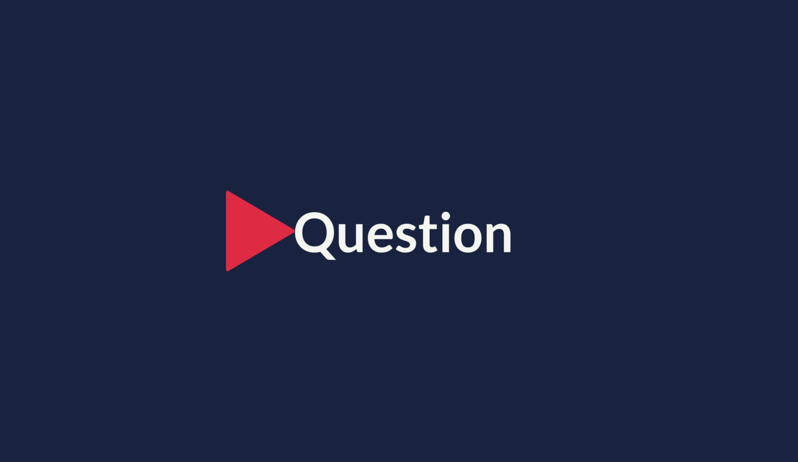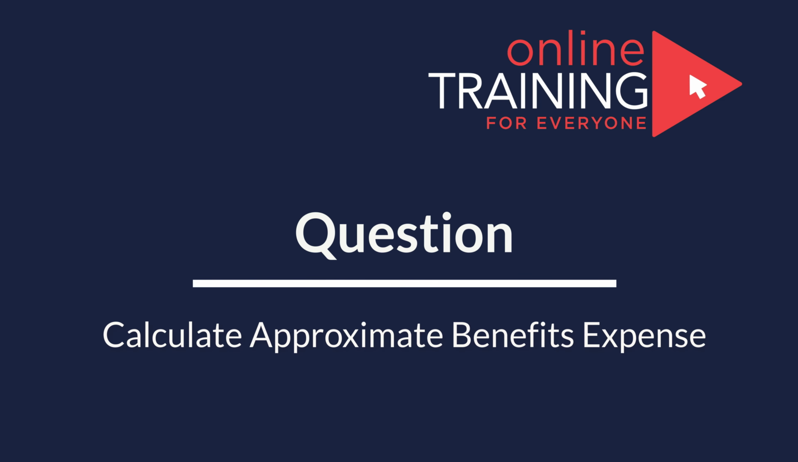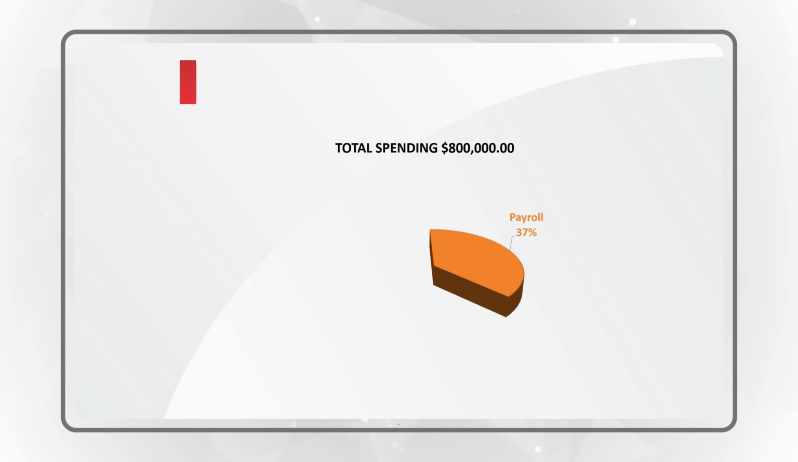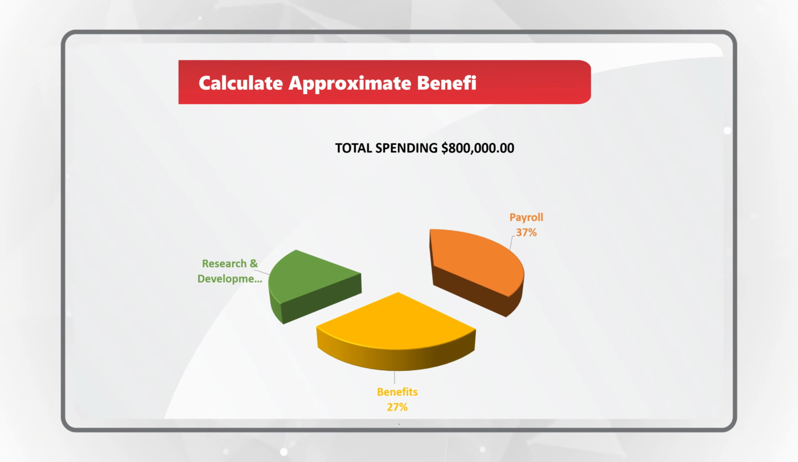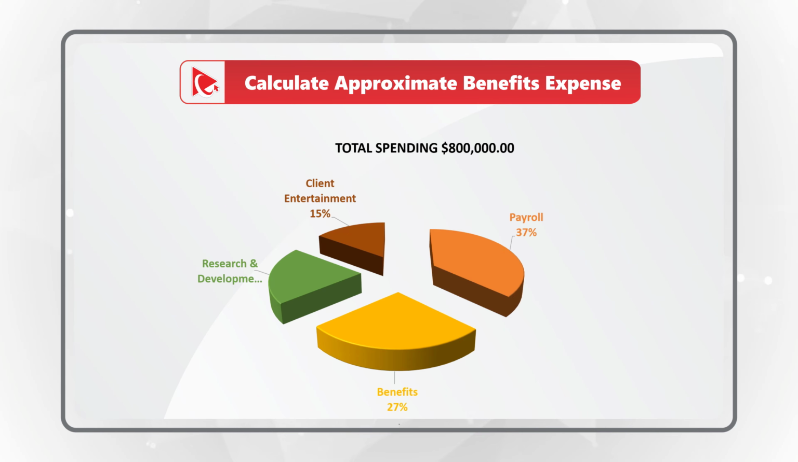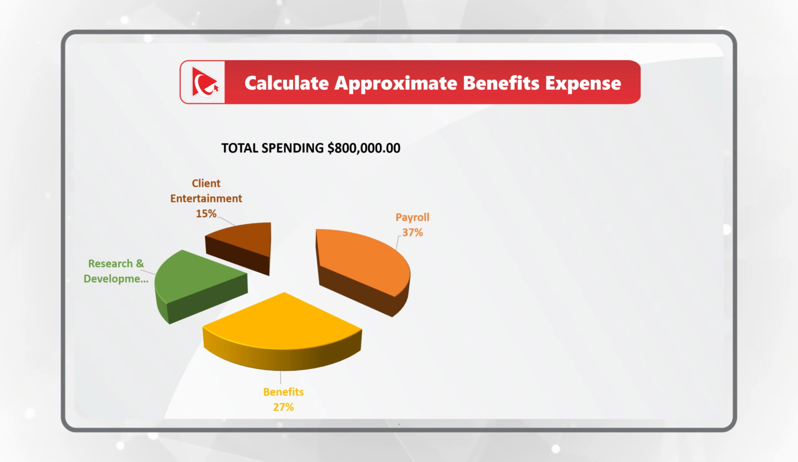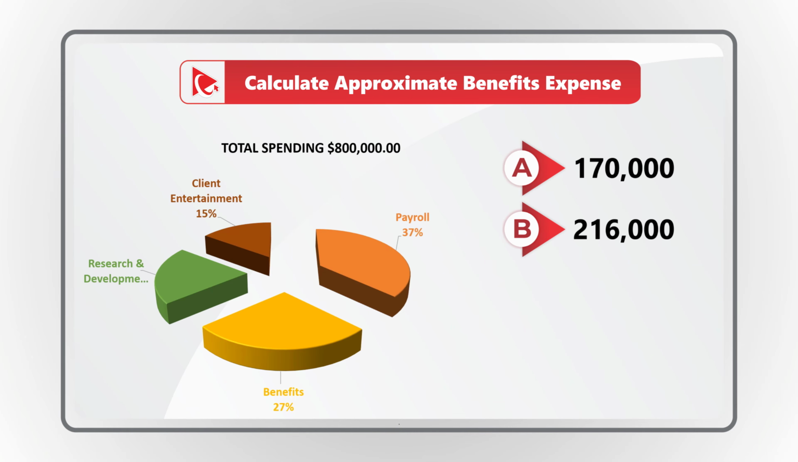Here's an amazing question with an unusual twist, which tests your knowledge of the pie charts. You're presented with total spending for the organization, and you need to calculate approximate benefits expense. In addition to benefits expense, you see payroll expense, research and development expense, as well as client entertainment. And your final selection is within one of 4 possible choices. Choice A, 170,000. Choice B, 216,000.